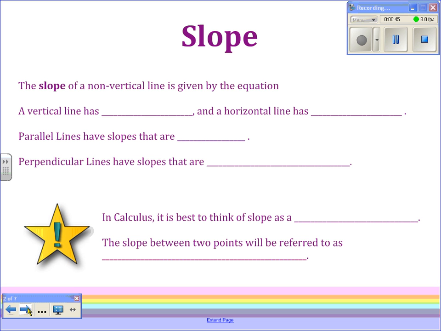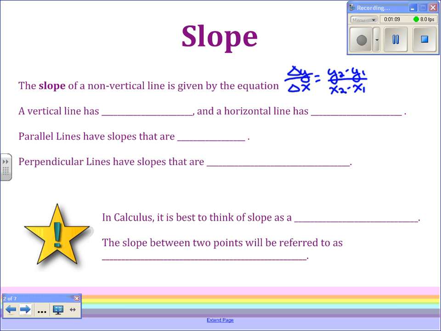Slope. The slope of a non-vertical line is given by the equation change in y over change in x equals y2 minus y1 over x2 minus x1. Please write those as subscripts and not exponents because that is just strange otherwise. Also, if I make a mistake anywhere in these, please let me know so I can go back and fix it. This is my first time. We'll just see how it goes.